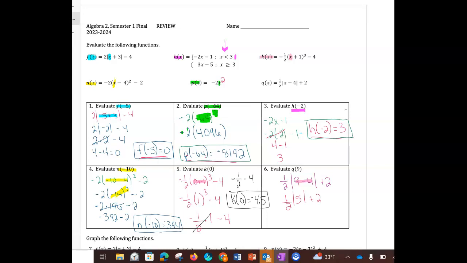If I take the absolute value of 5, I still have 5. And now I'll do half of 5 multiplying first, which is just 2.5. And if I add 2 to 2.5, my function q, if I make the x become 9, gives me an answer of 4.5.